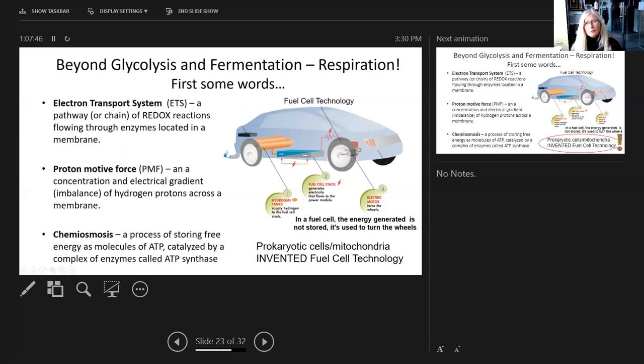And I want to point out that this is the basis of fuel cell technology. If you are interested in this sort of thing, a fuel cell is essentially a mitochondria or a bacterial cell, if you want to look at it that way. So you've got hydrogen tanks. Instead of NADH and FADH having all these hydrogen protons that they're going to hand over for electron transport, what they do is they supply the hydrogen.